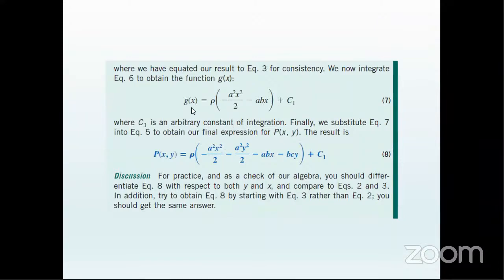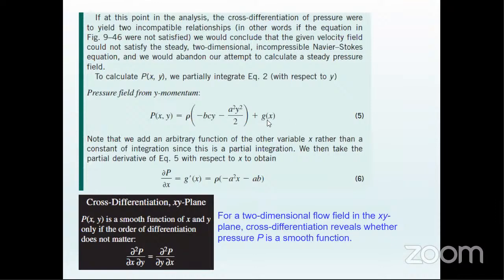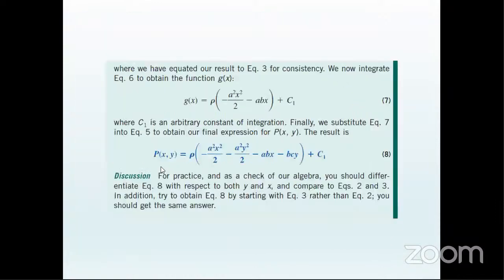G prime goes to the d of x, rho times minus a square x over 2 minus ab times x plus constant of integration c. It is an arbitrary constant. Finally, if you substitute equation 7 into 5 as g of x, we obtain the solution for p of x comma y, which must be equal to rho times minus a square x square over 2 minus a square y square over 2 minus abx minus aby plus constant of integration.